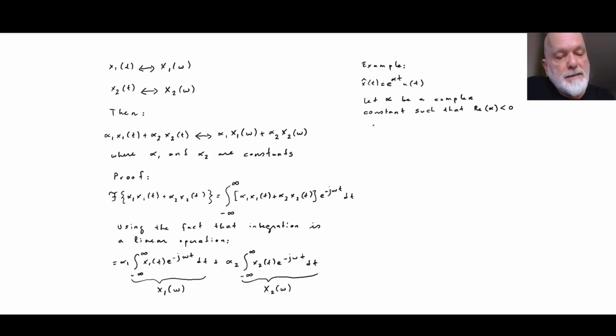In other words, alpha is alpha r plus j alpha I, where alpha r is the real part and alpha I is the imaginary part. We have no restriction on the imaginary part because the imaginary part will give rise to sinusoidal oscillations. So the important part is the real part. The real part must be negative, so we have a decaying exponential, and therefore we have the condition of absolute integrability satisfied.